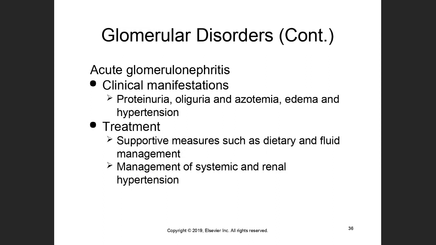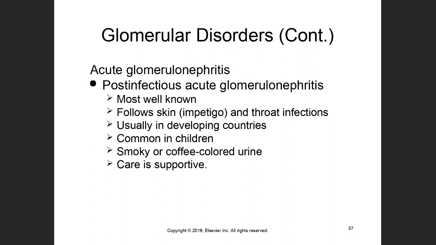Acute glomerulonephritis, clinical manifestations: we have proteinuria, oliguria, azotemia. Azotemia means that the BUN and creatinine are elevated, okay? Edema and hypertension. Treatment is supportive, okay?